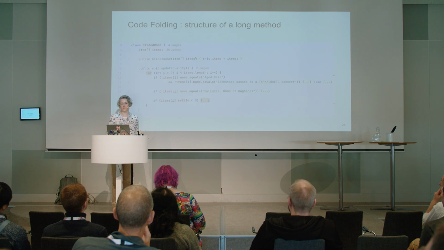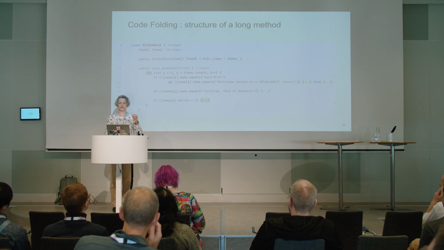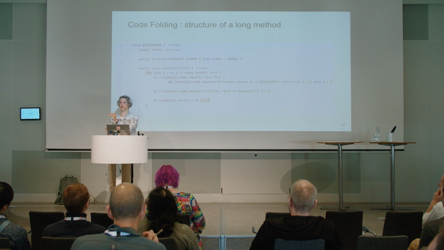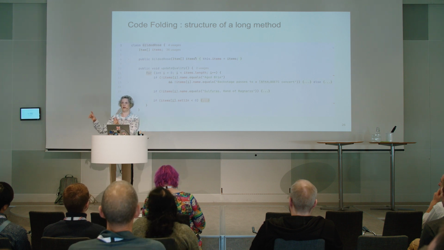But if I just unfold it 2 steps, suddenly I get a lot more information, actually. Suddenly I can see that the entire update quality method is a for loop. There's nothing else except for one big for loop, which immediately suggests to me that I could extract the body of a for loop as a method.